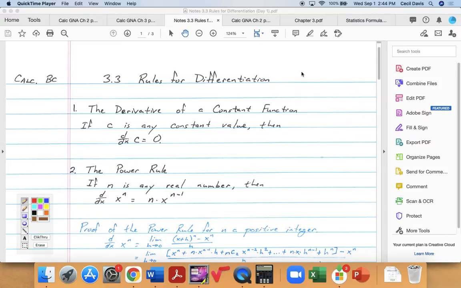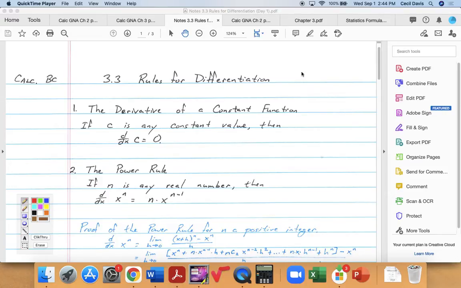What kind of a graph is a constant function? Horizontal? Yes, it is a horizontal line. So its slope is 0. So it makes sense that the derivative of a constant function is 0.